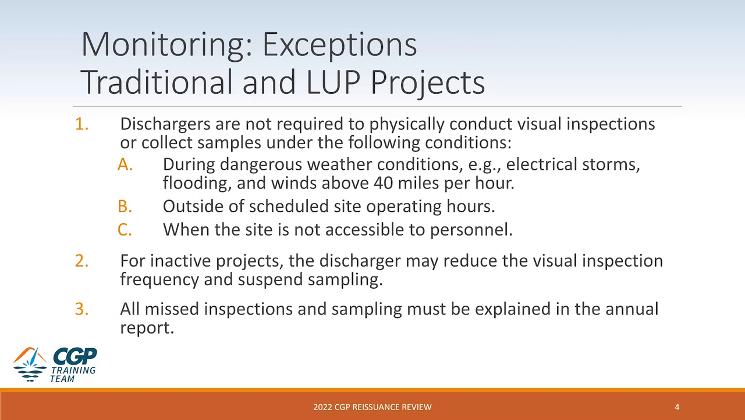Dischargers are not required to physically conduct visual inspections or collect samples during dangerous weather conditions, such as lightning storms, flooding, or winds above 40 miles per hour, outside of scheduled operating hours, or when the site is not accessible to personnel. In this new permit for inactive projects, the discharger may reduce the visual inspection frequency and suspend sampling. All missed inspections and sampling must be explained in the annual report.